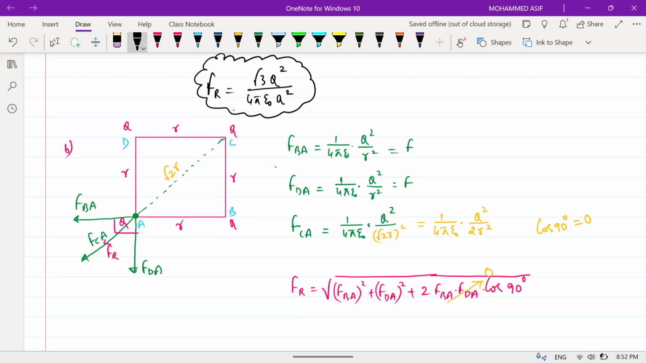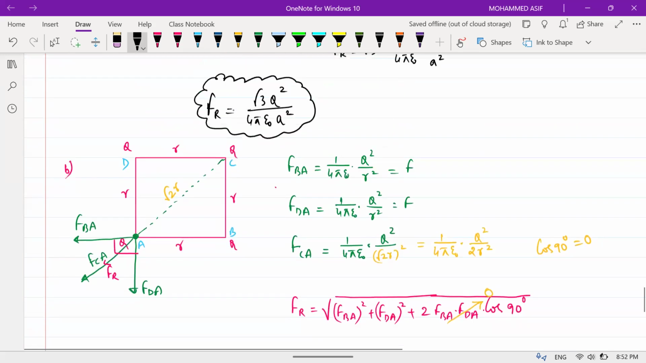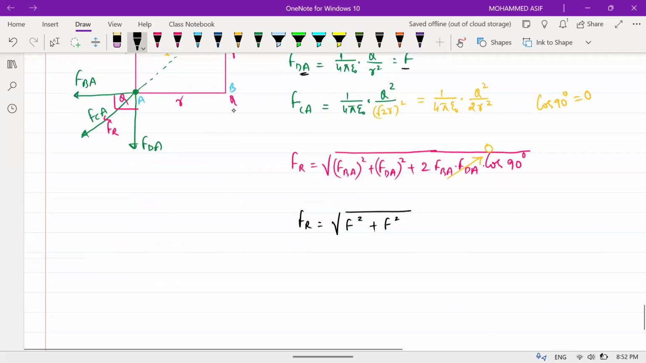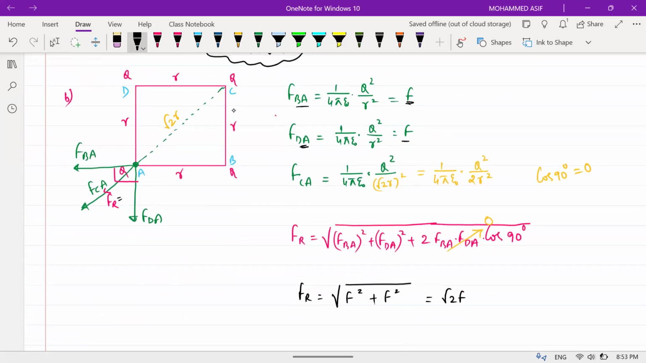Now the F resultant value will become how much? FR is equal to the square root of F square plus F square. See here, BA I took as F and DA I took as F. That is the reason for F square plus F square. This will be equal to root 2 times F. So FR is equal to root 2 times F.